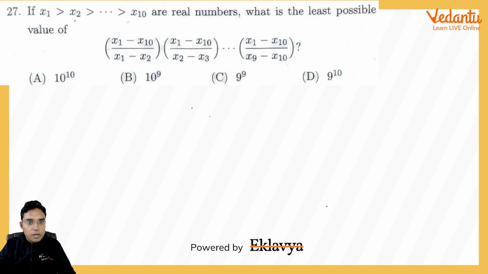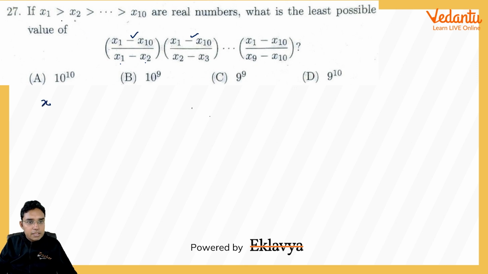Okay, coming to the next question, 27. Here we are given x1 greater than x2 and so on greater than x10 are real numbers. What is the least possible value of this? Okay, now what you can notice, the numerator has all terms the same, whereas in the denominator we have x1 minus x2, then x2 minus x3 and so on up to x9 minus x10. Okay, so let us see how we will do this. I think by using AM-GM we can do this question.